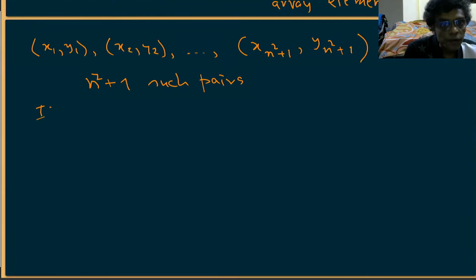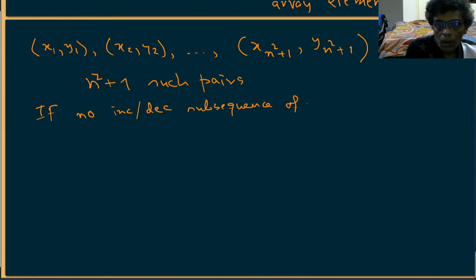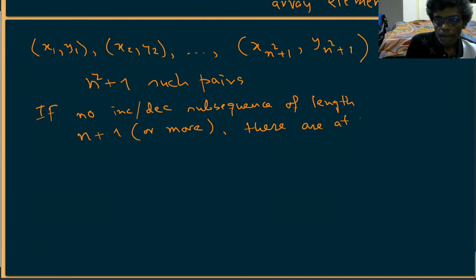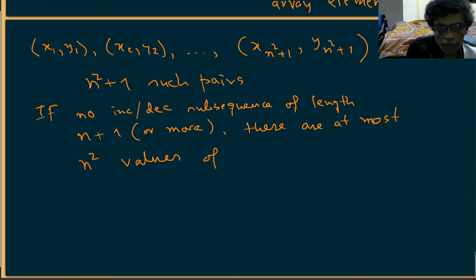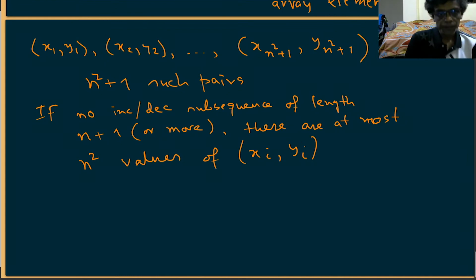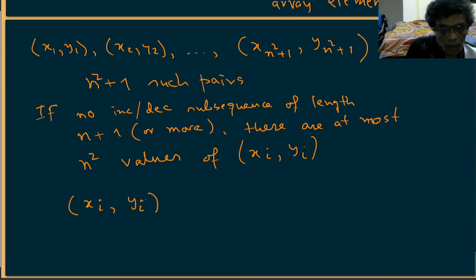Okay. So if I assume that this condition does not hold, that is, if no increasing or decreasing subsequence of length n plus 1 or more exists, there are at most n square values of xi, yi. Right? Xi can be anything between 1 to n, yi can be anything between 1 to n, so n square possibilities are there. But I have n square plus 1 such pairs. Therefore, there must be a repetition, that is xi, yi equal to xj, yj.